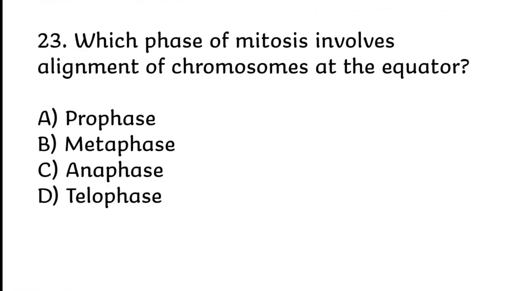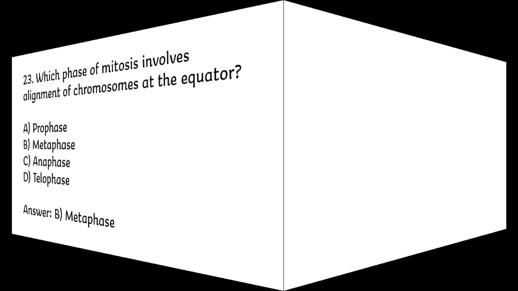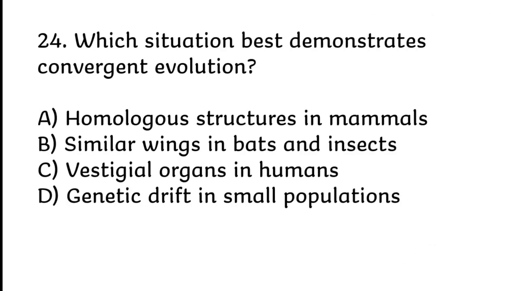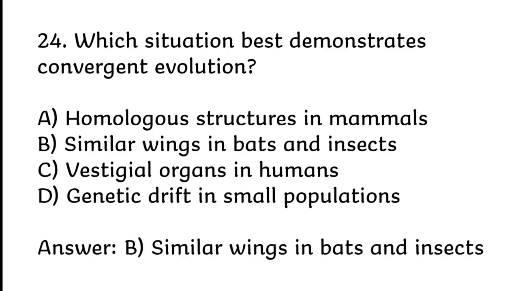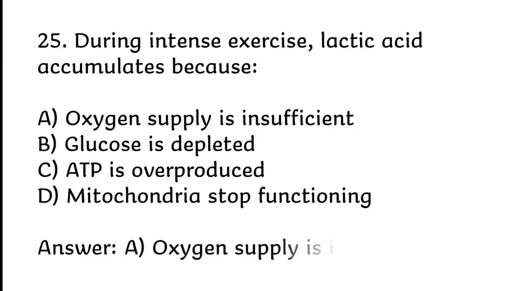Which phase of mitosis involves alignment of chromosomes at the equator? Correct answer is metaphase. Which situation best demonstrates convergent evolution? Correct answer is similar wings in bats and insects. During intense exercise, lactic acid accumulates because. Correct answer is oxygen supply is insufficient.